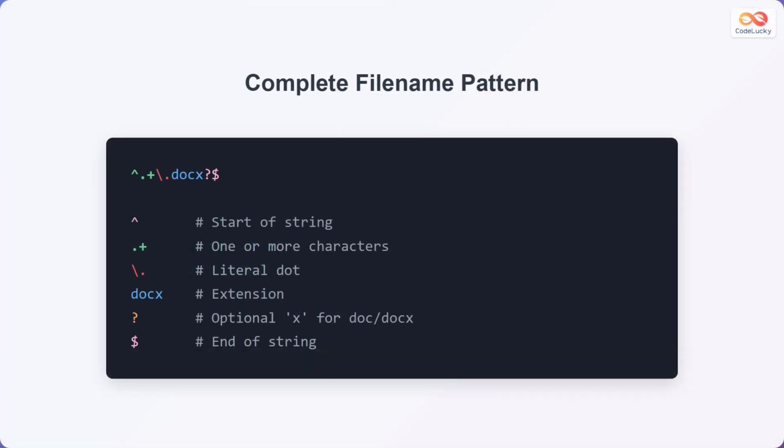Here's a complete file name pattern: ^.+\.docx?$. Caret is the start of the string. .+ means one or more characters. \. is a literal dot. docx is the extension and the question mark makes the x optional, so it matches both doc and docx. Finally, $ is the end of the string.